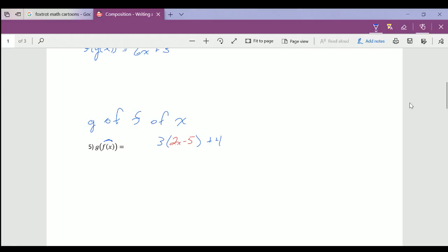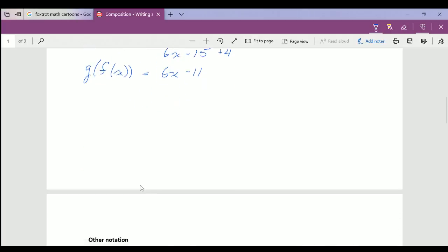Same as before, we just simplify, distribute. We've got 3 times 2x, that's going to be 6x. 3 times negative 5, that's minus 15, plus 4. And then combine like terms. That's going to be minus 11. So g of f of x is going to be 6x minus 11. All right, that's pretty much all there is to it. Everything else is just going to be variations on that theme.